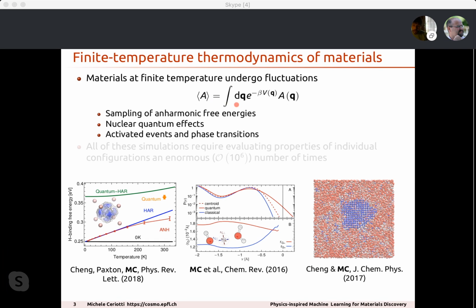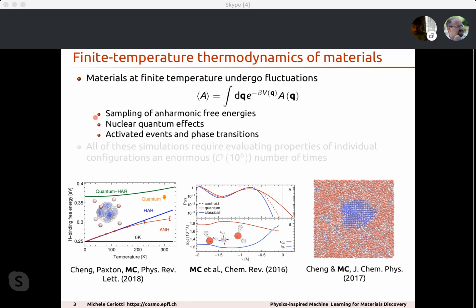but are an average, an integral over a certain probability distribution. And here I'm writing the classical case where you have a Boltzmann distribution and you need to average over all the possible configurations of the nuclei weighted by the Boltzmann factor.